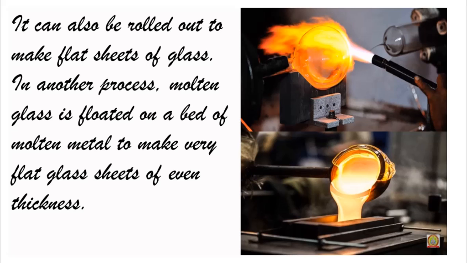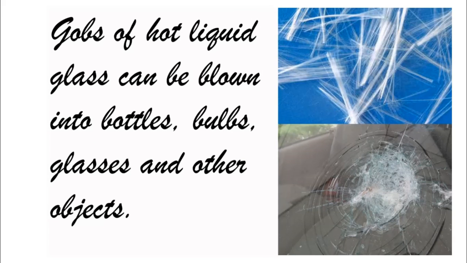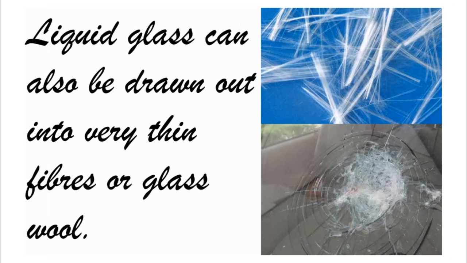Gobs of hot liquid glass can be blown into bottles, bulbs, glasses and other objects. Gobs means lumps of glass. A lump is a big ball of glass. This liquid can be blown into bottles, bulbs, glasses and other objects.